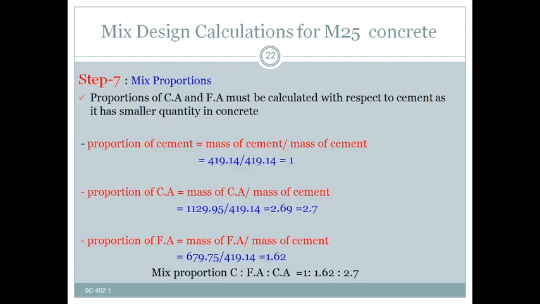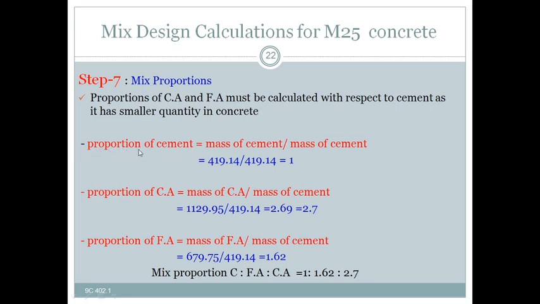Step number 7, the final step, will be the calculation of mix proportions. That means we have to calculate the proportion of cement, the proportion of coarse aggregate, and the proportion of fine aggregate. As I said, in our step-by-step procedure for mix design, the proportions of coarse aggregate and fine aggregate must be calculated with respect to the cement, as it has a smaller quantity in the concrete. Based on this concept, we calculate the mix proportions of the different ingredients of concrete.